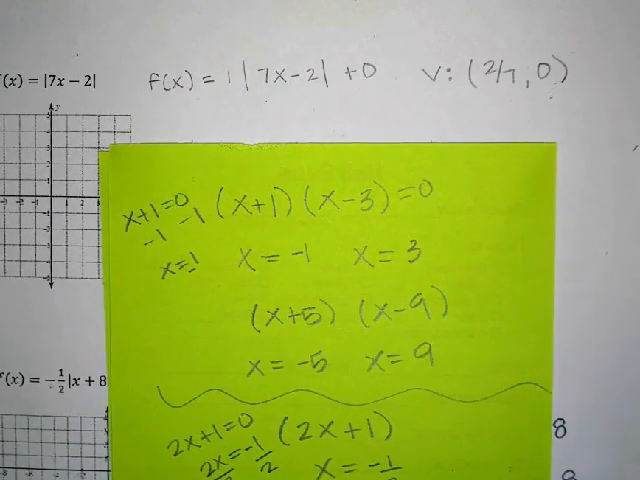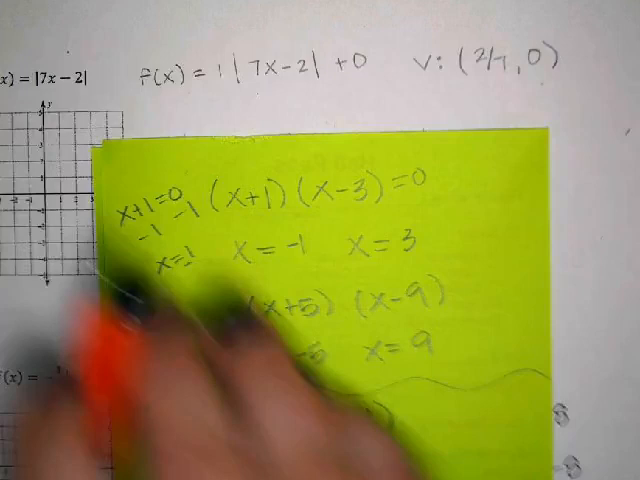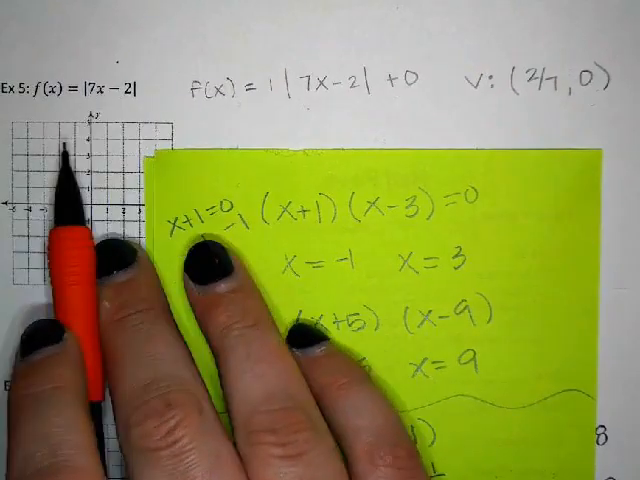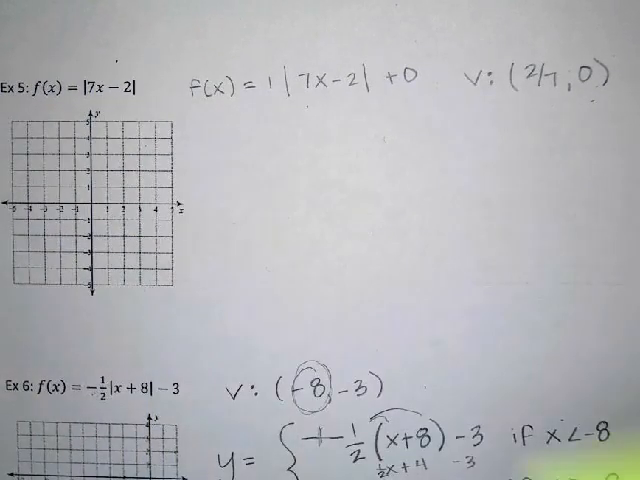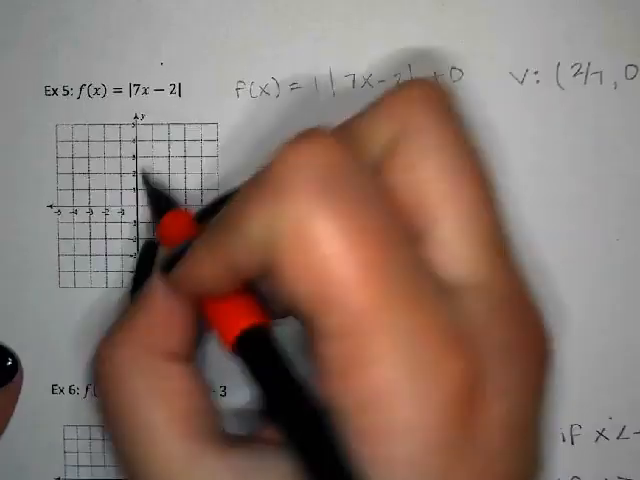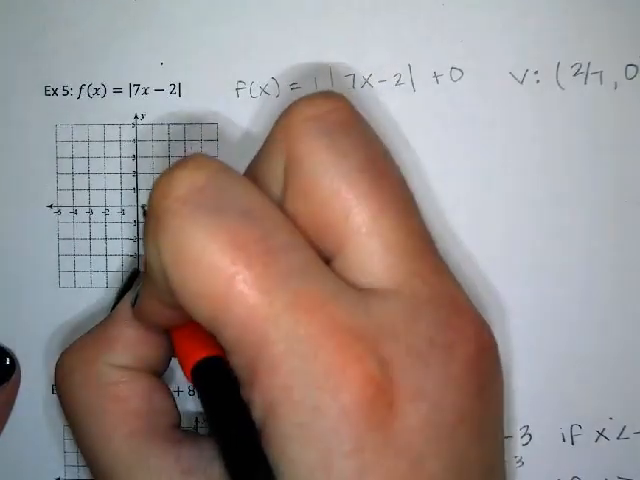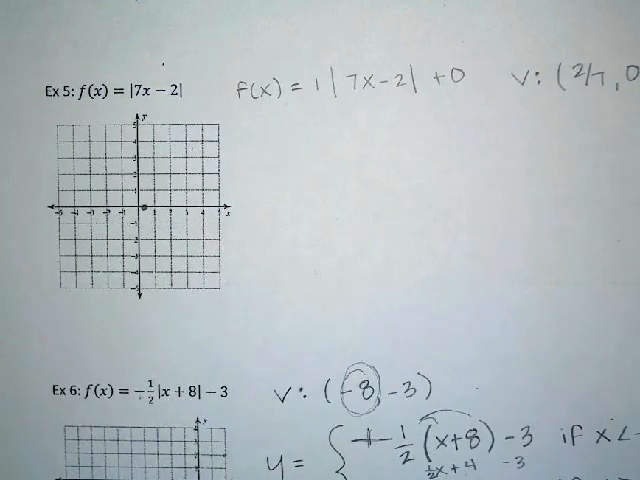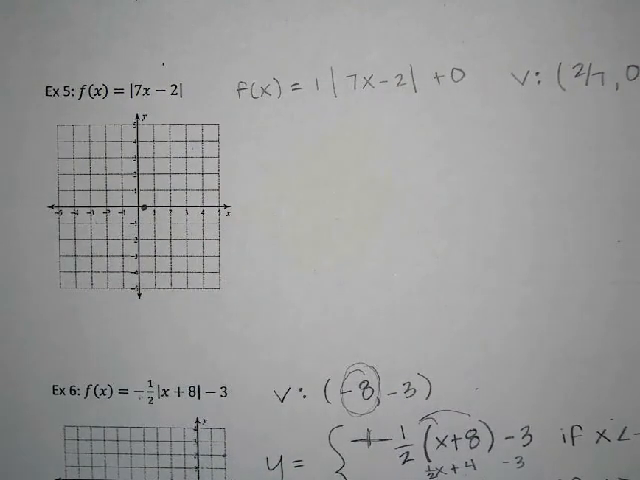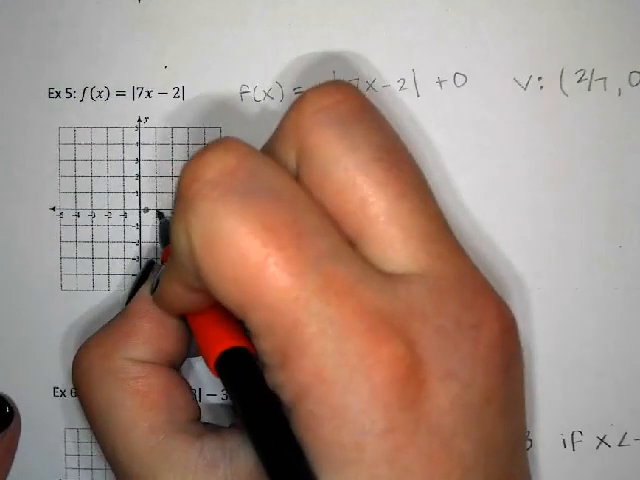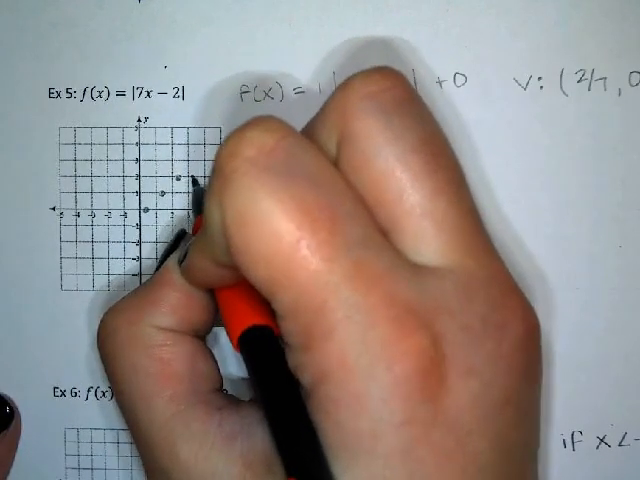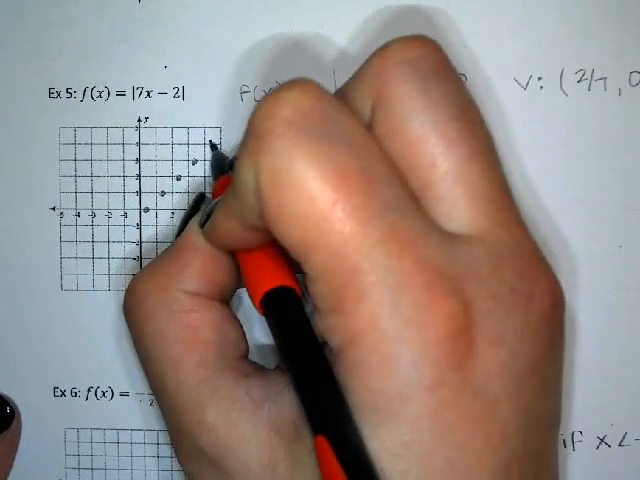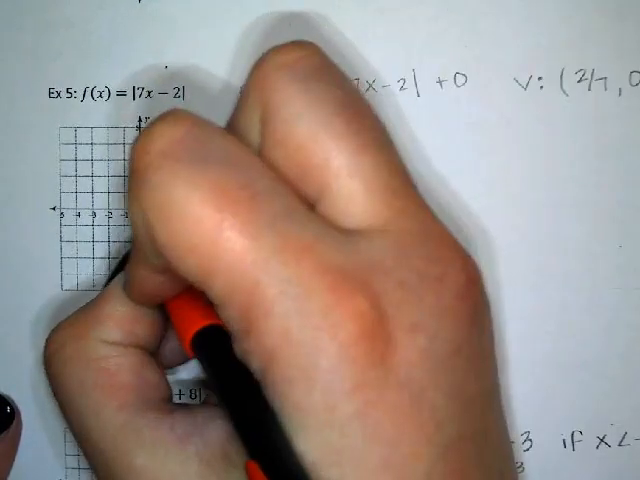Yeah. So now this doesn't have any upshift. It doesn't have any stretch or compression. So what we're going to do is graph that vertex. 2 sevenths goes over 2 sevenths, 0. And then from there, the normal V-shaped graph on each side, they just go over 1, up 1, over 1, up 1. So I'm just going to go over 1, up 1, over 1, up 1, over 1, up 1. I don't love graphing this, but it's not the worst thing I've ever seen in the world. It just makes me a little bit uncomfortable.